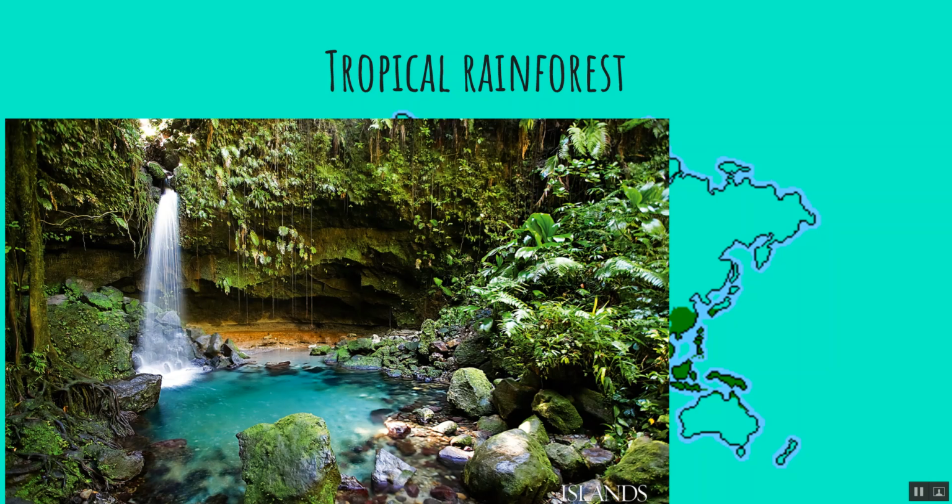Rainforests cover only about 6% of the world's or Earth's surface now. It used to be more. But more than half of all the species of plants and animals that are found in the world are found in the rainforest. So they have a very, very high biodiversity. Most of the animals are going to be insects.